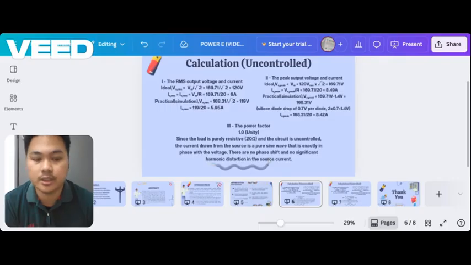B122310646 from BERG, and I will be explaining about calculation for uncontrolled and controlled rectifier.